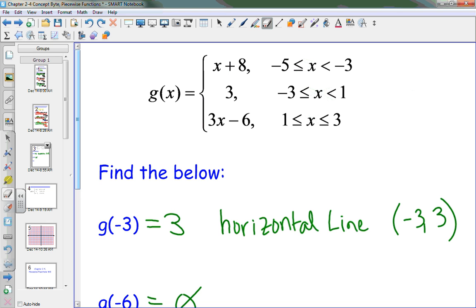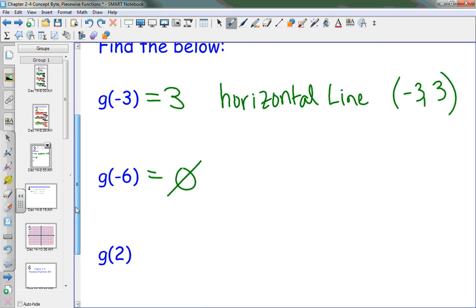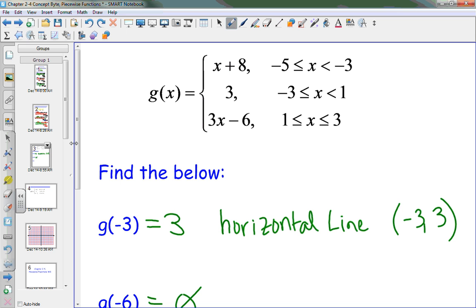Okay? So now let's go to the next one. G at 2. Well, if I'm doing G at 2, is 2 in between negative 5 and 3? Keeping in mind, here's 0, 1, 2, negative 1, negative 2, negative 3. It's not going to be in between here. Is 2 in between negative 3 and 1? Well, no, because 2 is going to be out here, right? So this one doesn't work.